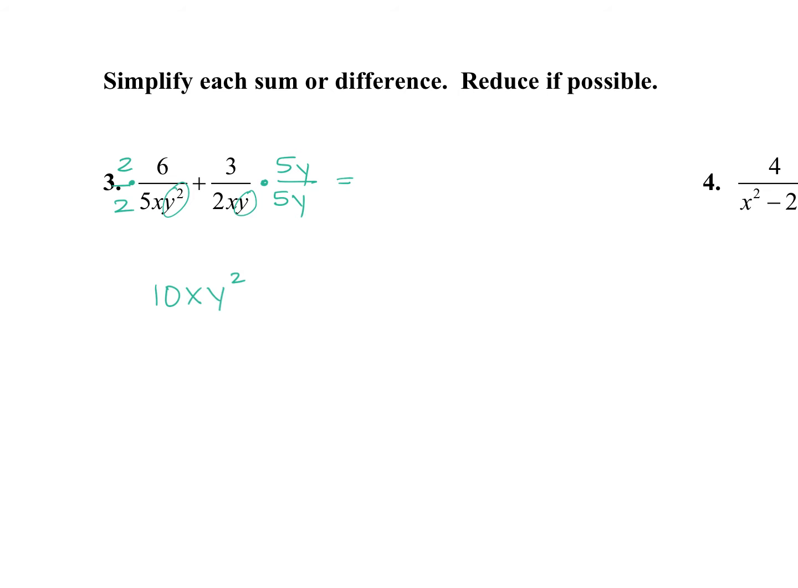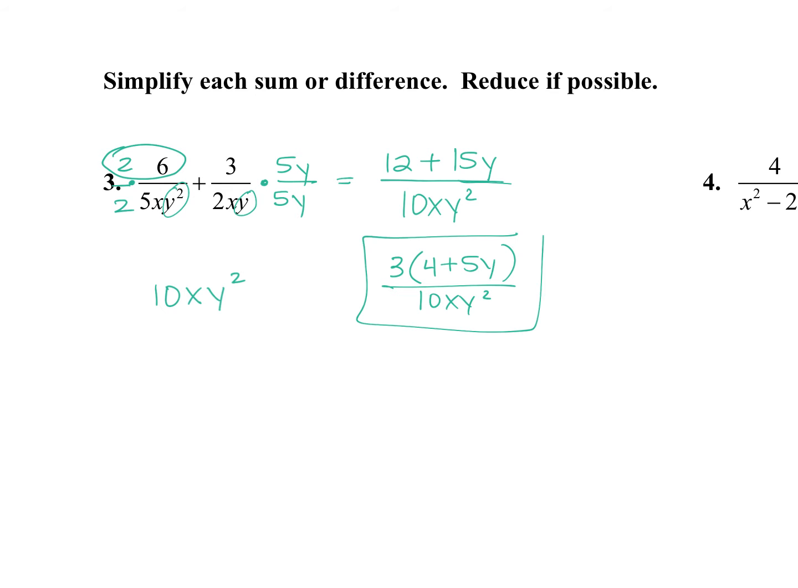And again, you can just do this in one step if you want. I know my denominator is 10xy squared, okay? Now simplify your numerator. 2 times 6 is 12 plus what? 15y. Is there anything that can reduce here? No. If you wanted to pull out a 3 up top, you would have 4 plus 5y over 10xy squared.